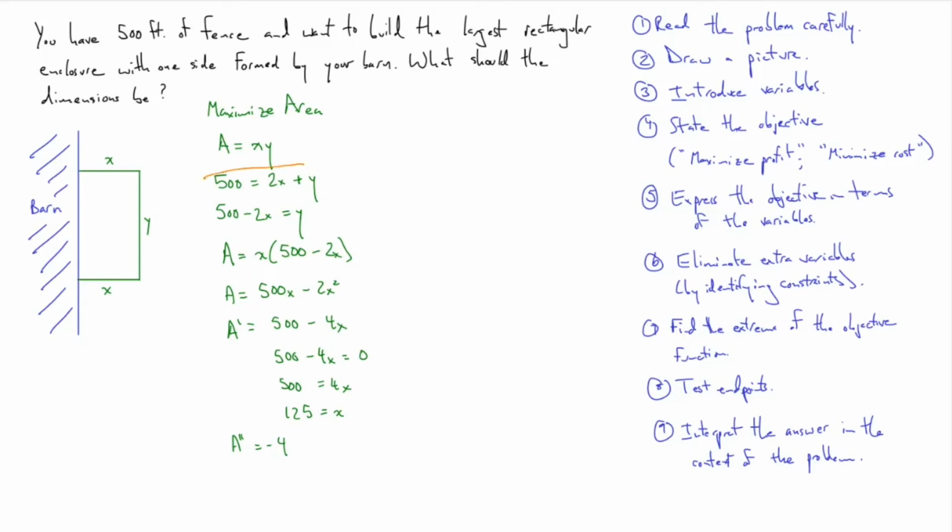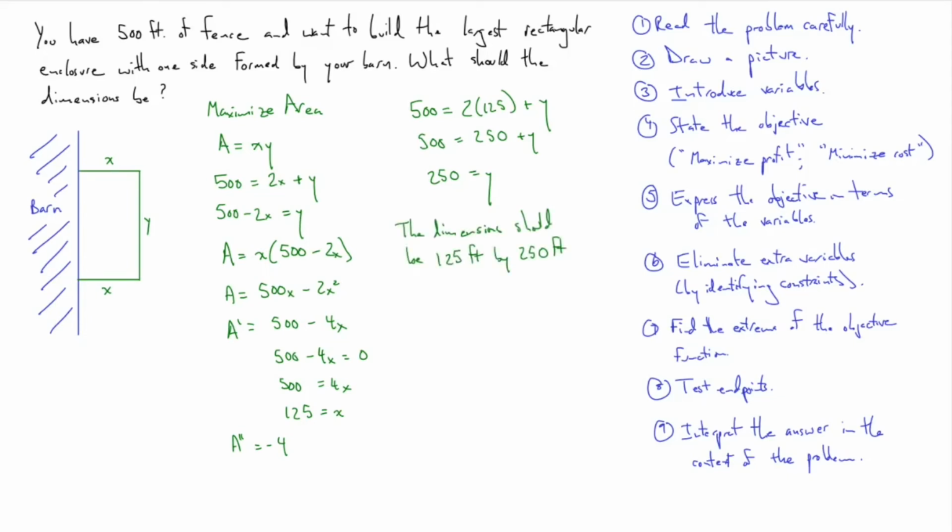We can use this constraint equation that we have right here that tells us basically that if we know one of the dimensions, how to figure out the other one. Plugging x equals 125 into that equation gives us that y is equal to 250. And so the answer to the question, the dimensions should be 125 feet by 250 feet.